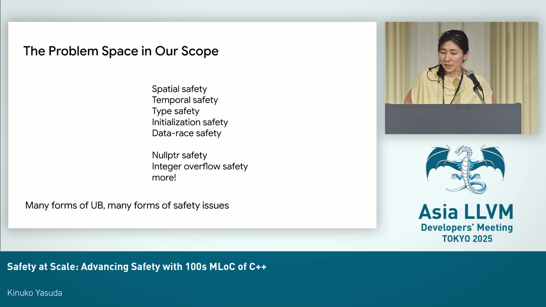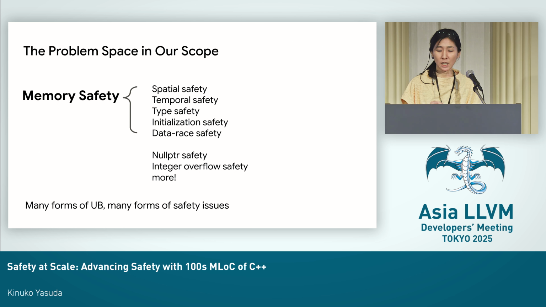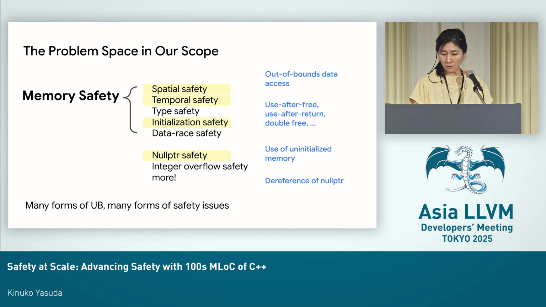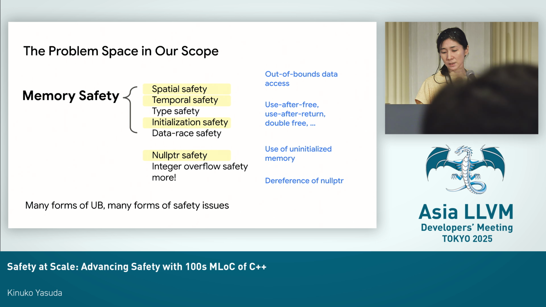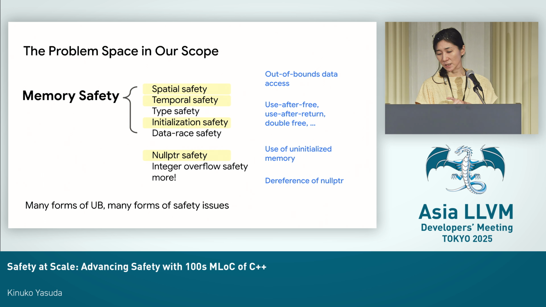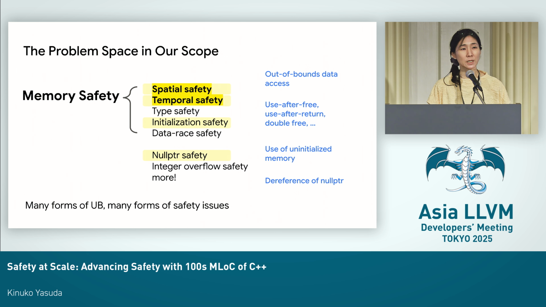So safety problems can take many shapes and can cause various forms of undefined behaviors. In general, safety problems that happen because of memory access outside the intended use, like intended allocations or intended time window, are called memory safety issues. At Google, we've been working on various safety problems, like spatial safety, temporal safety, initialization safety, but also other safety issues like null pointer safety. In this talk, I'll focus on our efforts for memory safety problems, more specifically spatial safety and temporal safety problems.